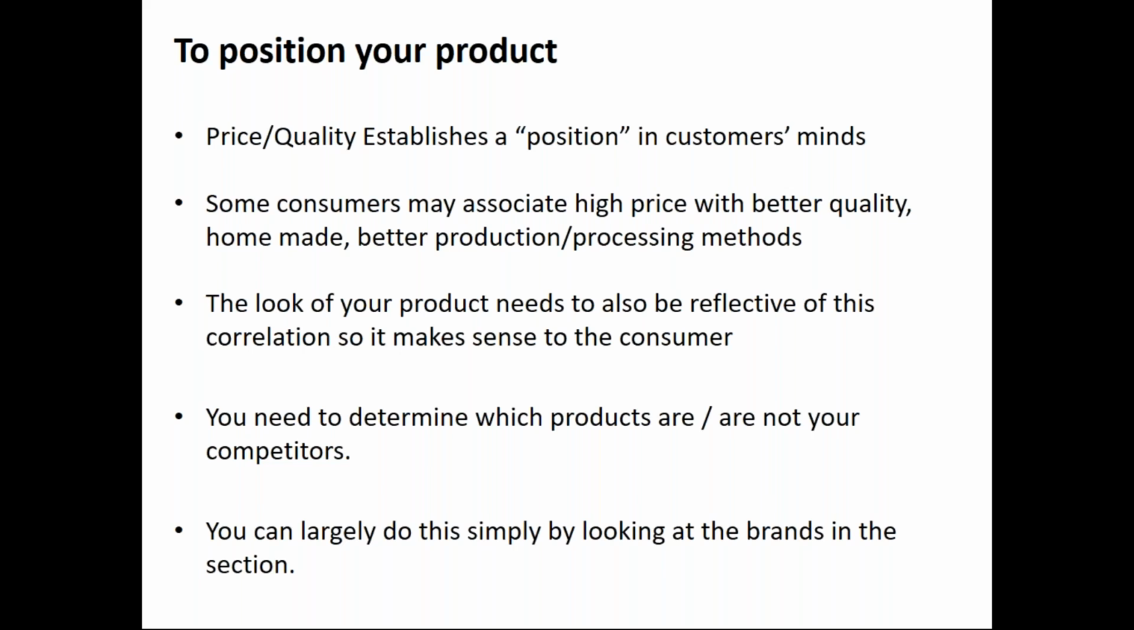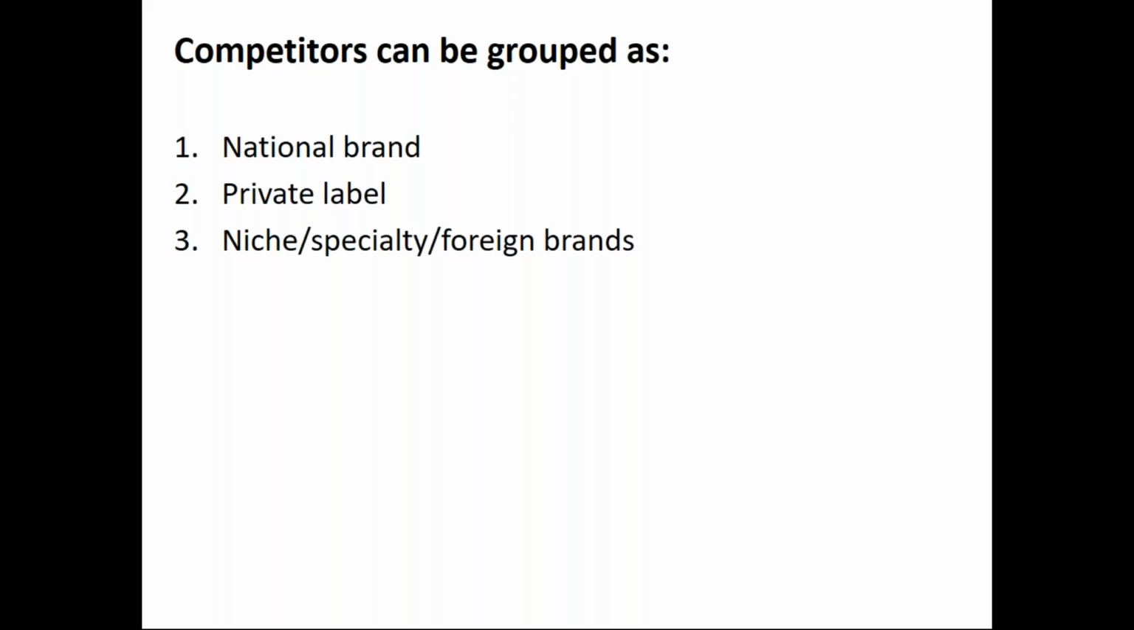Another thing too, in terms of positioning, is you need to determine which products on that shelf in that category are and are not your competitors. And you can largely do that simply by looking at the brands that are in the section. So competitor brands can be grouped in three groups here. So there's national brand, private label, niche, specialty, and foreign brands. Niche is essentially another word for specialty or for a particular group of consumers, some sort of special need, might be some particular sauce, might be some sort of topping for some very specific dish or something like that. So that idea.